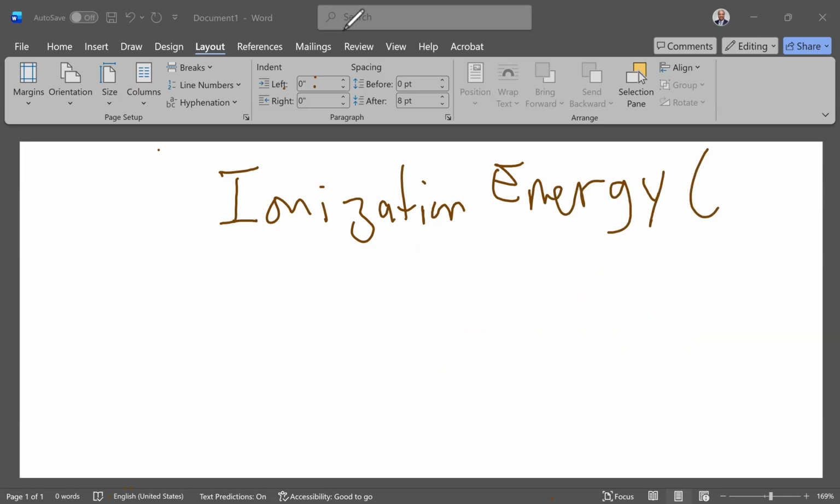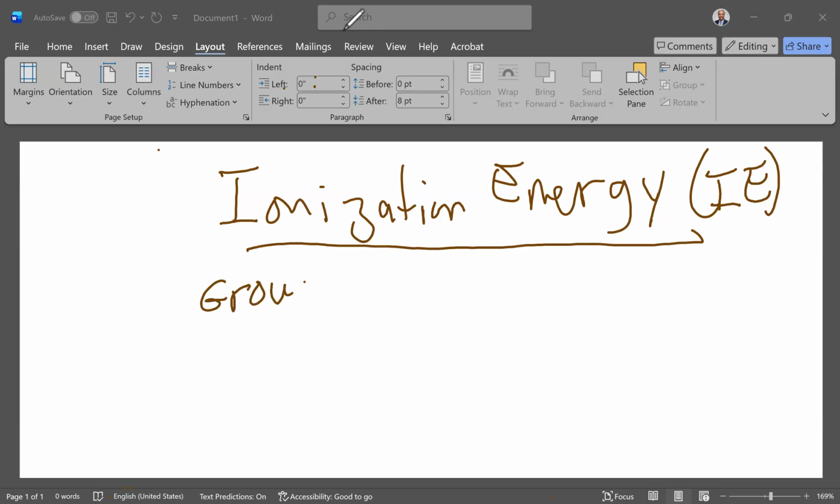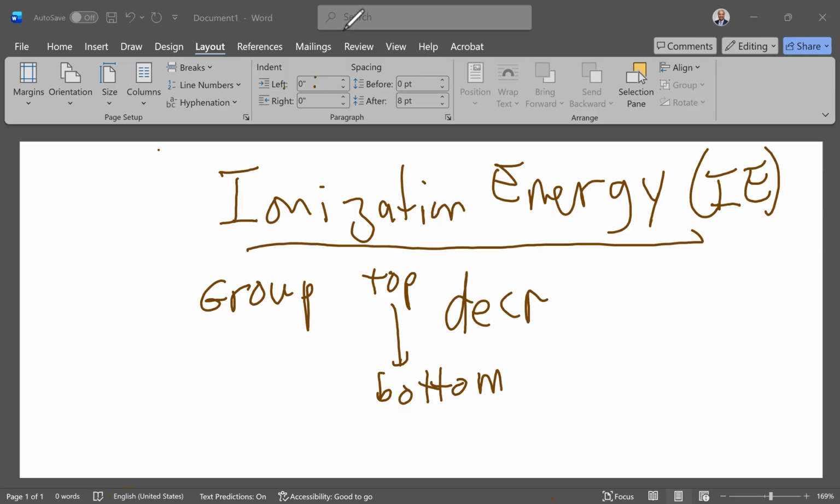We'll say IE, the abbreviation for ionization energy, and AR for atomic radius. So within the group of the periodic table, from top to bottom, it behaves opposite to the atomic radius. Atomic radius increases, but the ionization energy will decrease, correct?